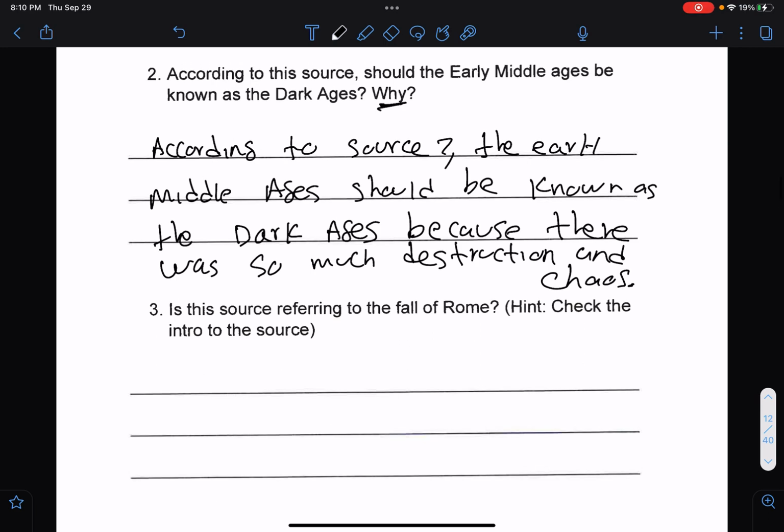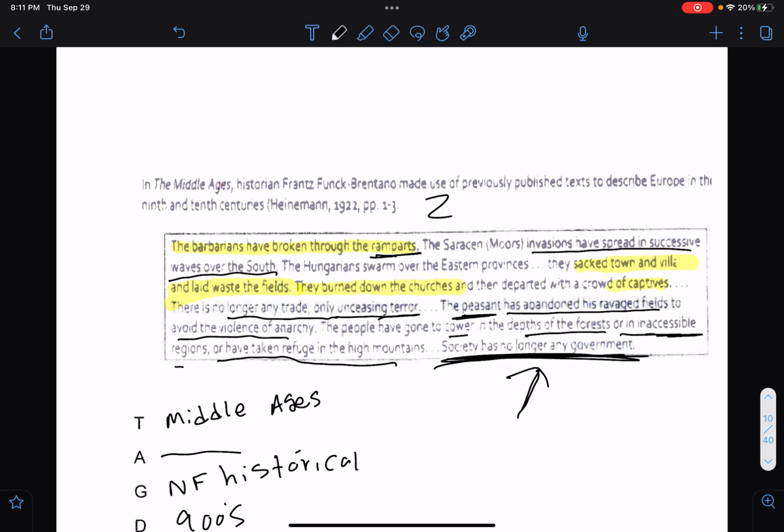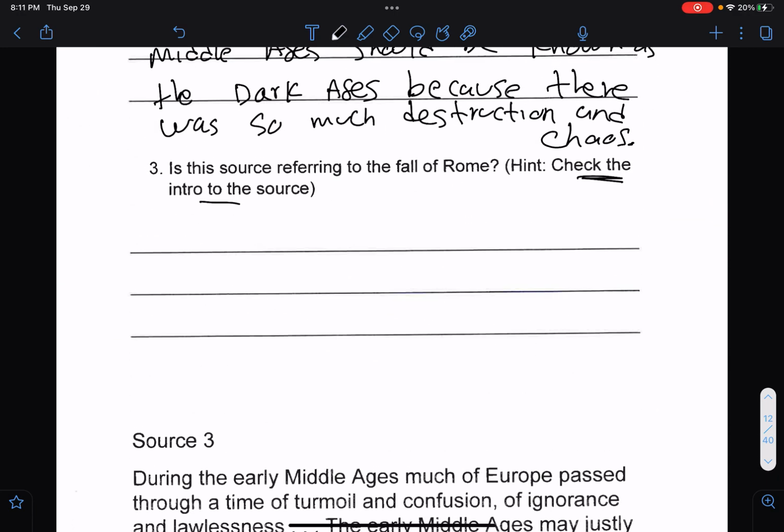Is this source referring to the fall of Rome? We talked about that already. It says check the intro to the source. So the source is focusing on the 9th and 10th century. So no, this source is not talking about the fall of Rome. The fall of Rome happened in the 400s. This is talking about the 800s. So this source is not referring to the fall of Rome.